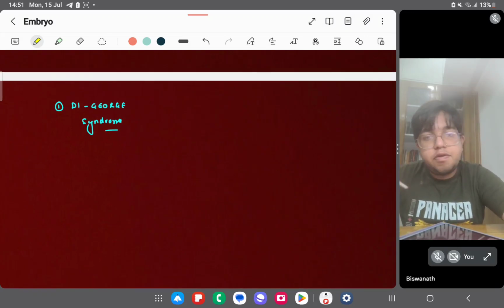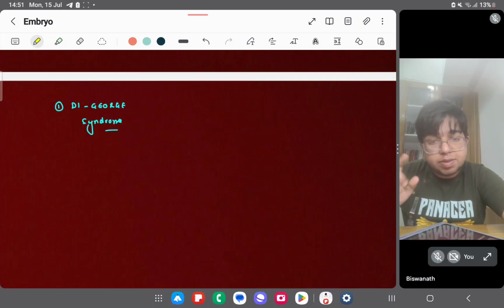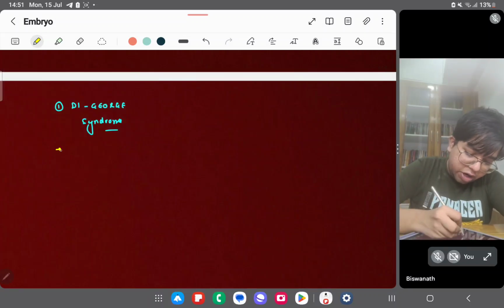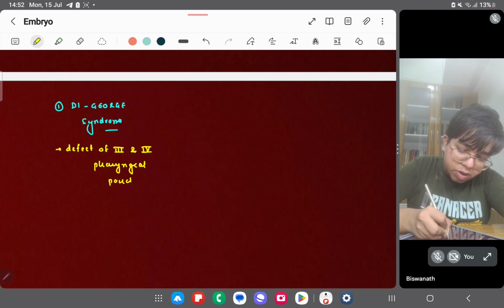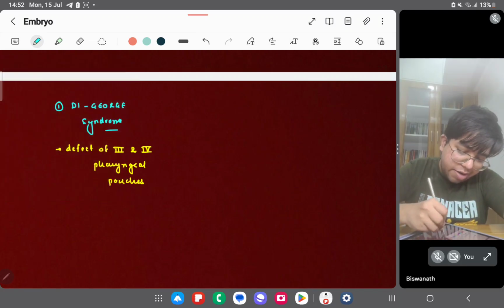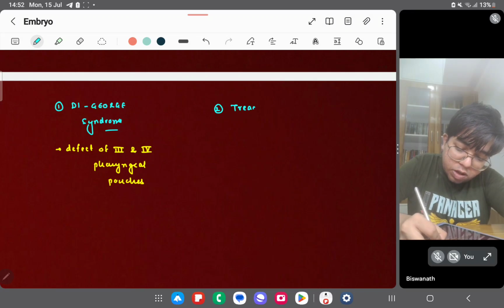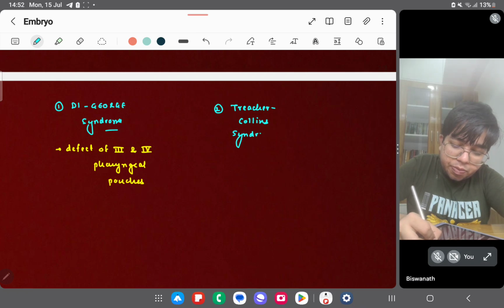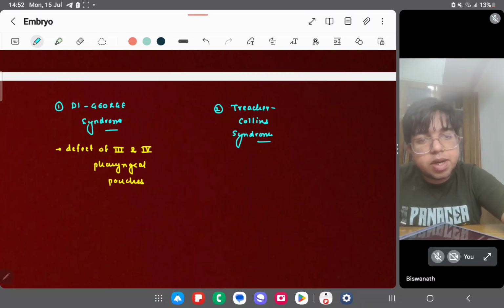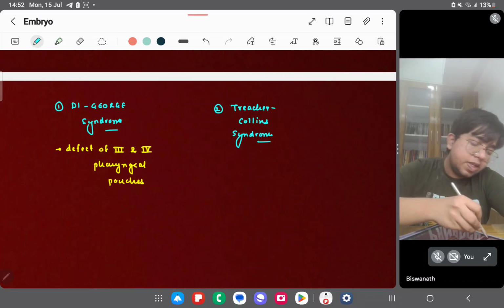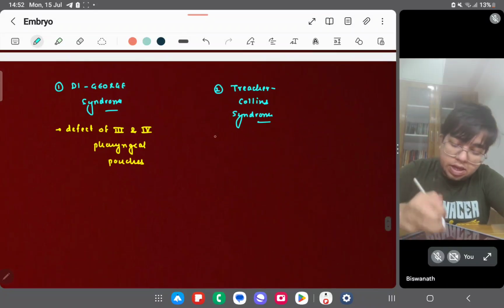Defect of third and fourth pharyngeal pouches, specifically, is DiGeorge syndrome. And another syndrome is Treacher-Collins syndrome. Okay, DiGeorge syndrome is one, and Treacher-Collins syndrome is one. And Treacher-Collins syndrome is also known as mandibulofacial dysostosis.